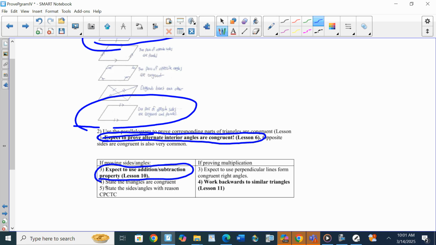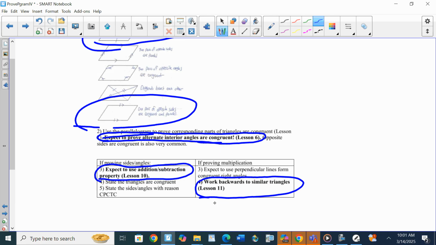If you are asked to prove multiplication, expect to use perpendicular lines. If not that, you're definitely going to be using your alternate interior angles, but really perpendicular lines can come up in either of them. And then we work backwards to similar triangles when we're proving multiplication. That's a separate lesson. So there's a lot of little pieces. I'm going to go over one of the congruent, one of the similar, and from there it's really going to be on you to practice.